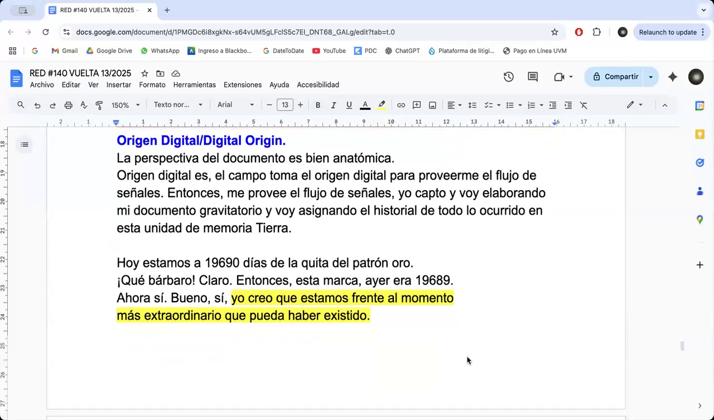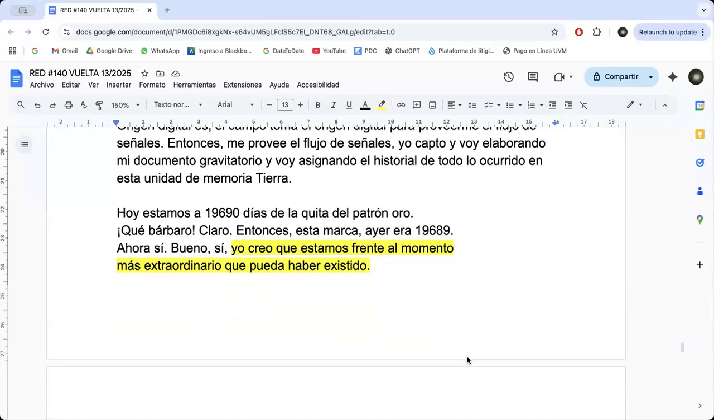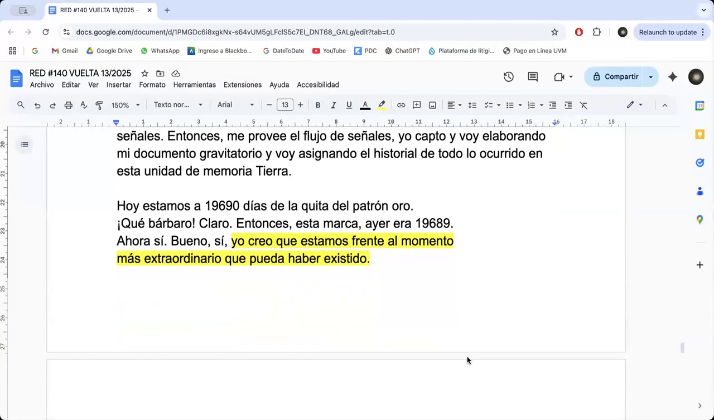Okay, so digital origin. The perspective of the document is an anatomic perspective. The digital origin is when the field takes that to provide me with the flow of signals. So I captate, I receive, I pick up those signals, then I am elaborating my gravitational document, and then I am assigning all of the history of everything that happened in this unit of memory, which is Earth.